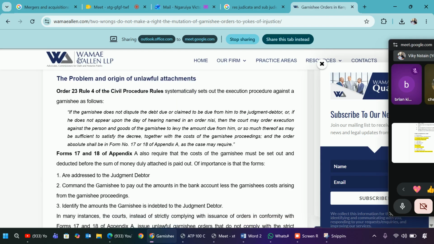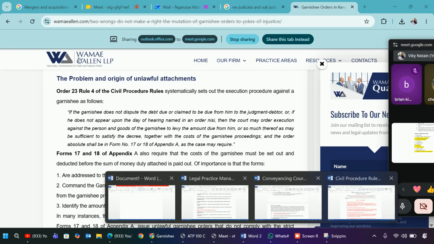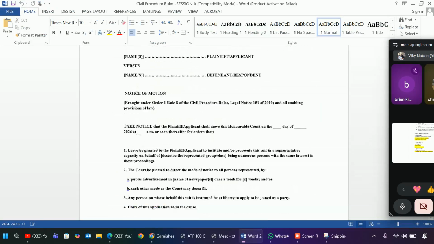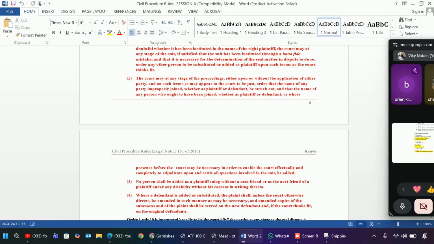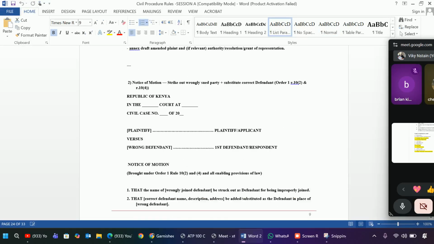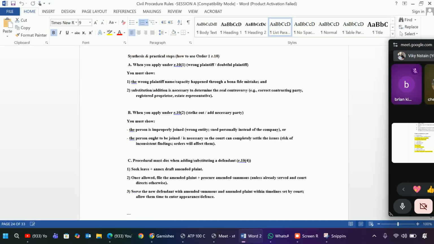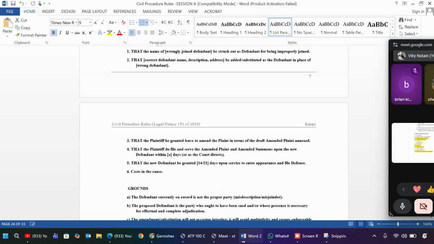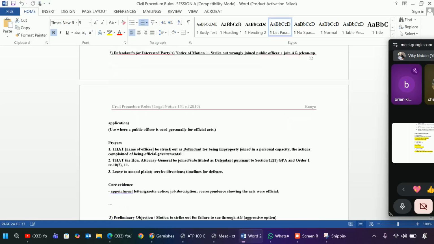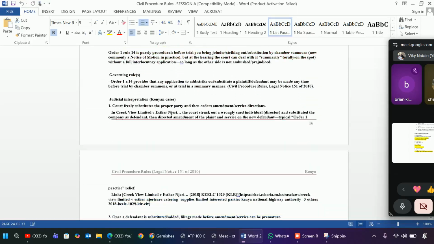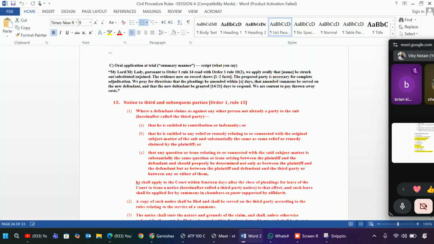Let me look at how I interpreted Order 23 Rule 4 of the Civil Procedure Rules. So let me rush to this part. Order 23, Order 10. Let me rush. Order 1.